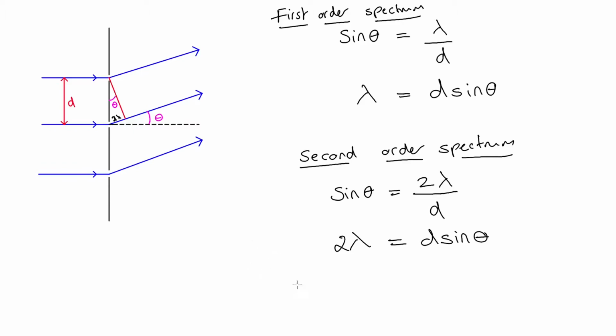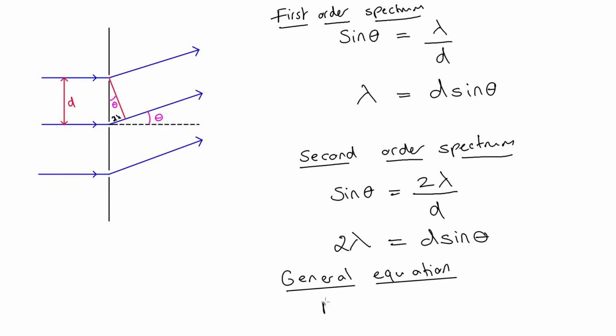What we can then do is write a general equation, because clearly we can do this for any order of spectrum. The third order spectrum, if you like, the third subsidiary maximum, will be when the path difference between light from adjacent slits is 3 wavelengths. So when the light has been diffracted through such an angle here that the path difference would be 3 wavelengths between the light arriving from adjacent slits. So in that case, we would have 3 lambda equals d sine theta. For the fourth subsidiary maximum, it would be 4 lambda equals d sine theta, and so on.